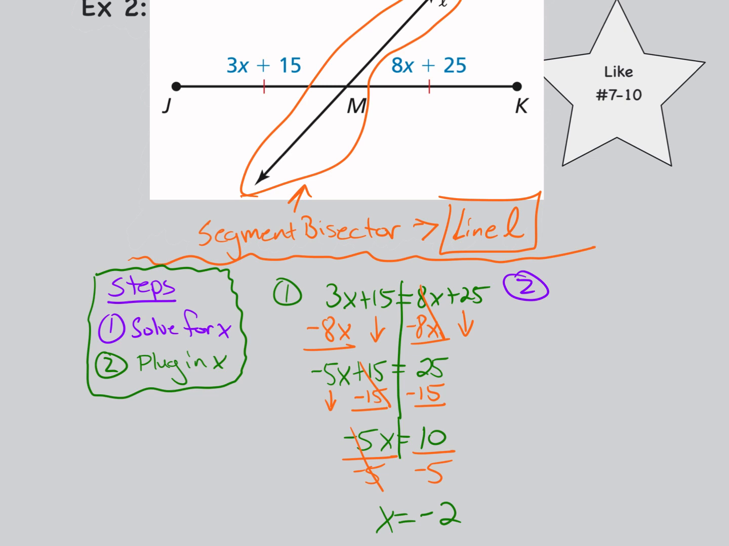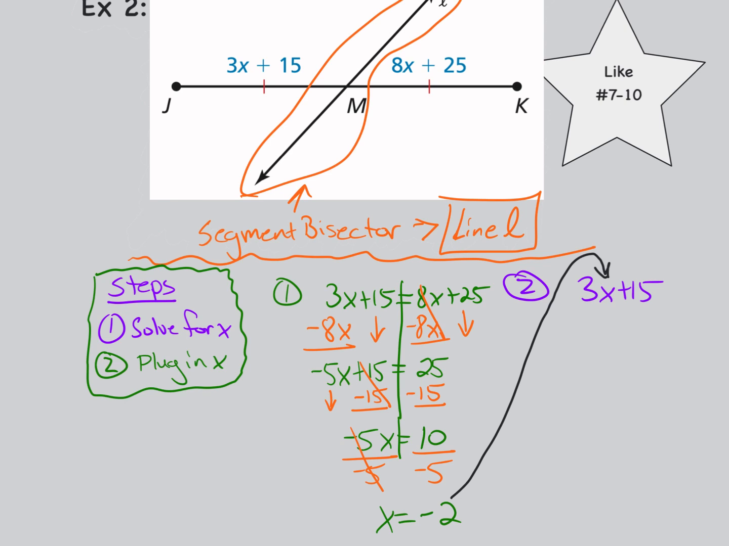So it told me to find JM. Is JM all the way across or is it halfway? Halfway. I'm just going to use the 3x plus 15 because we're looking for JM. 3x plus 15. What I want to do is take that negative 2, draw an arrow, and plug it in for x. I'm going to give x a value, because if it has a value, then we can solve it out.